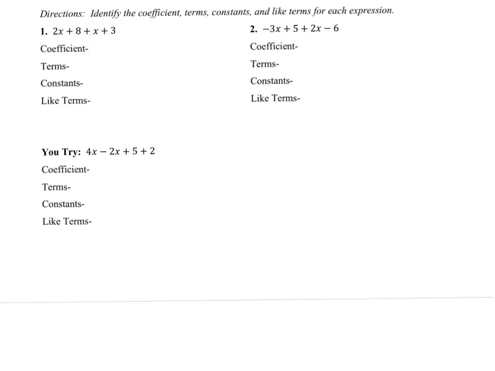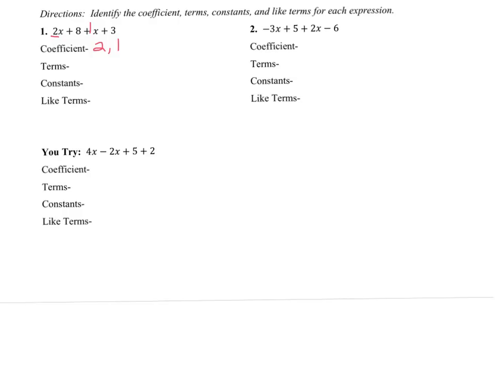The coefficient is a number in front of the variable. So our first coefficient is 2. And we have x. Remember, there's an imaginary number in front of that x, which is 1, because we have 1x. So our coefficients are 2 and 1.